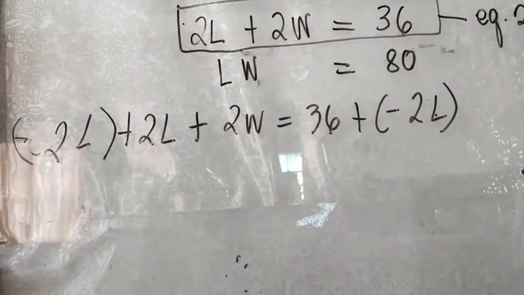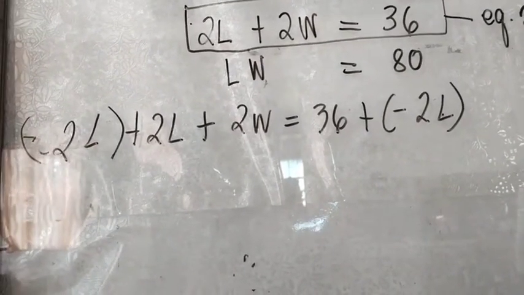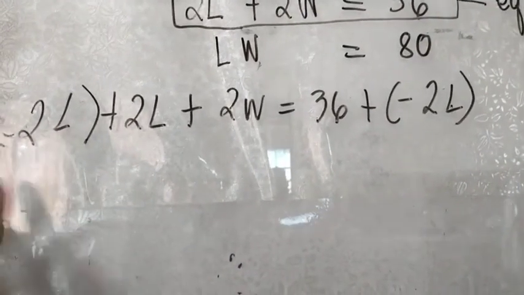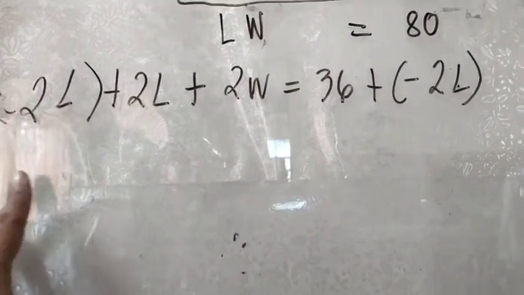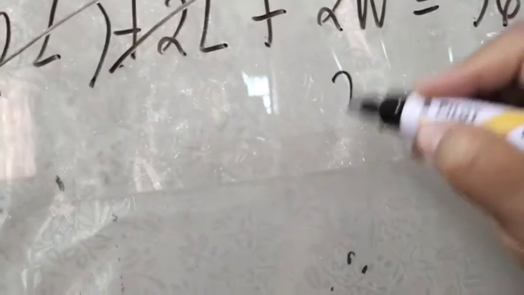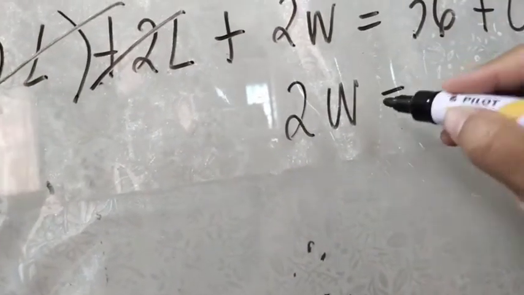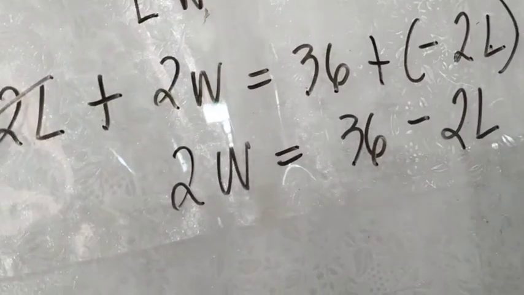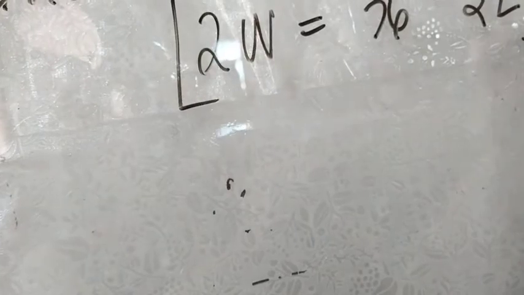Kung hahanapin natin ay yung W naman. Okay? So, isi-zero natin yung ating 2L, kaya nag-add tayo ng negative 2L, because negative 2L plus 2L is 0. 0 plus 2W is 2W equals 36 minus 2L. Then again, multiply both sides by 1/2.